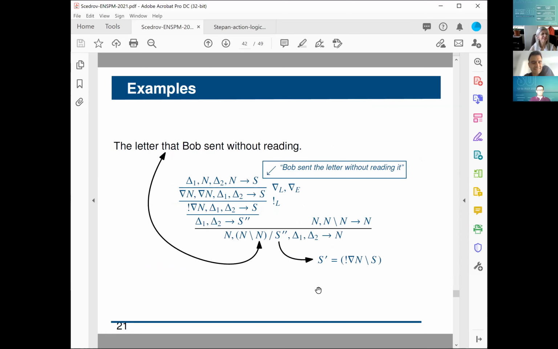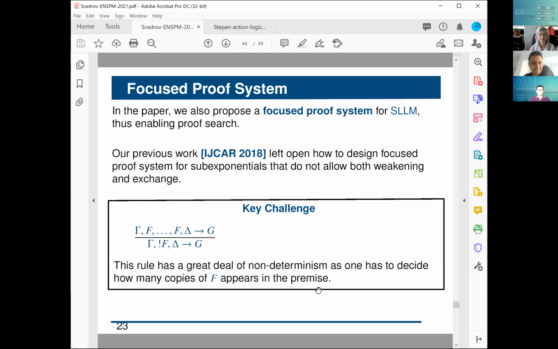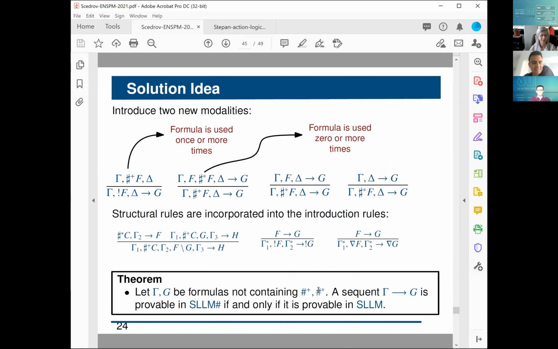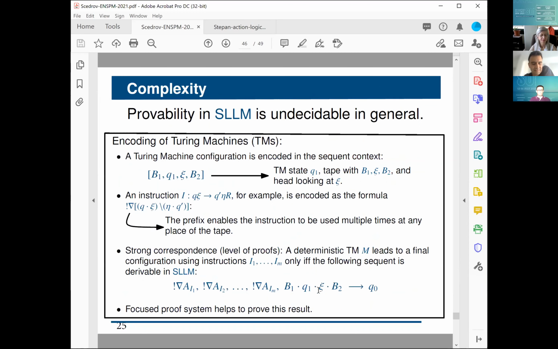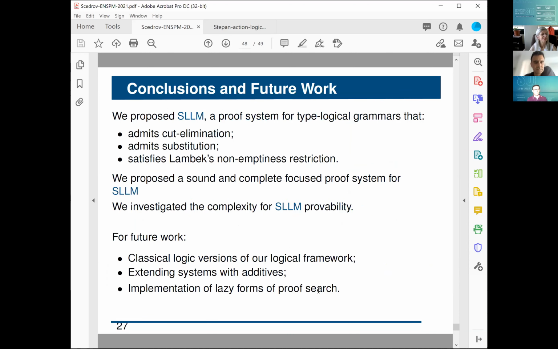I wish I had more time to show you all these things, but we're very happy that we were able to do this. There's a focused system. There is a proof of undecidability. This time undecidability is a consequence of focusing, because in the focused system, it has clear computational content in that focused proofs are actually Turing machine computations.